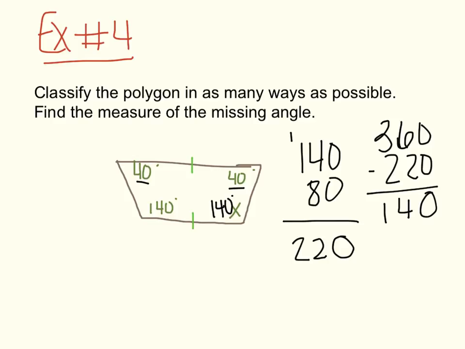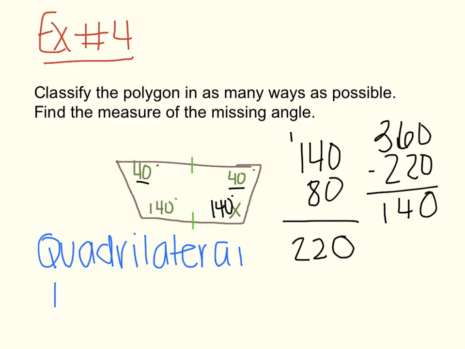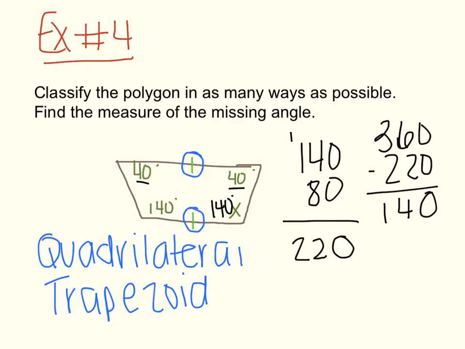And then when we classify it, it is a quadrilateral because it has 4 sides. And it's also a trapezoid. And I know that because I see 2 tick marks on these 2 lines, meaning that they are parallel. They are going to keep going on and never touch.